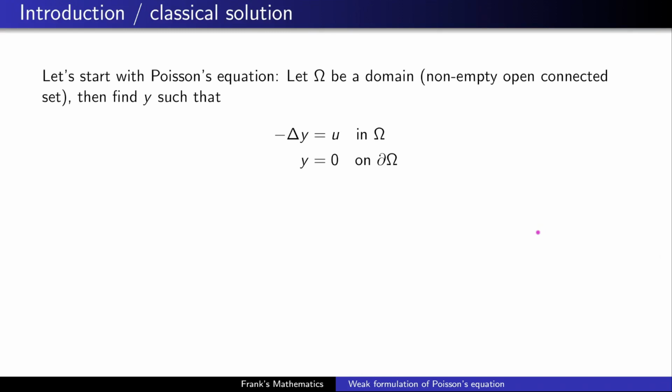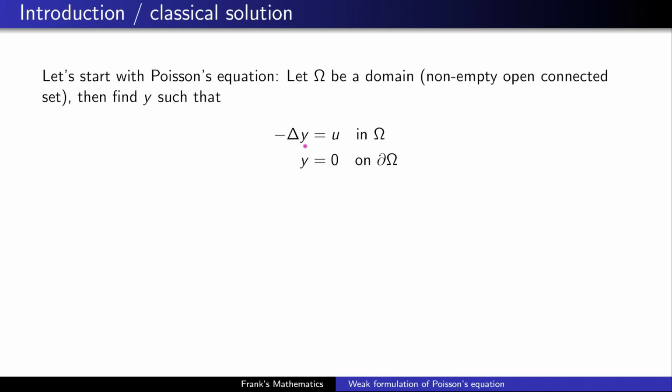So, what is Poisson's equation? We start with omega being a domain, so omega is a non-empty open connected set. Then we are looking for a function y which satisfies the following conditions here. We are given a function u and we want the negative Laplace operator applied to y to be equal to this function u in our domain, and on the boundary we want our function y to be 0. So in one dimension, this Laplace operator here is just the second derivative of y.